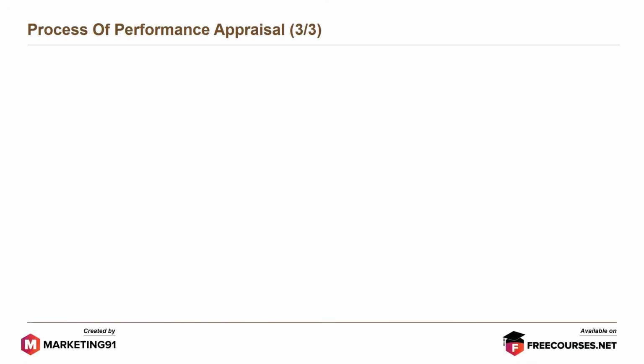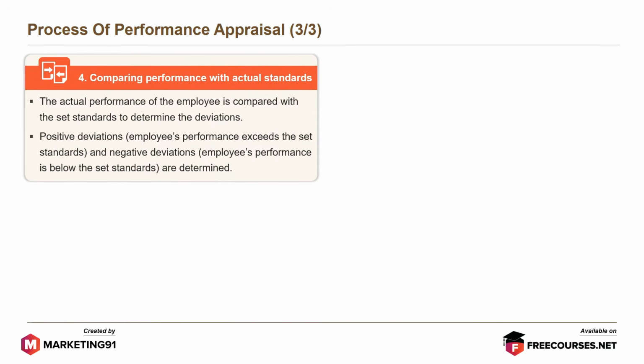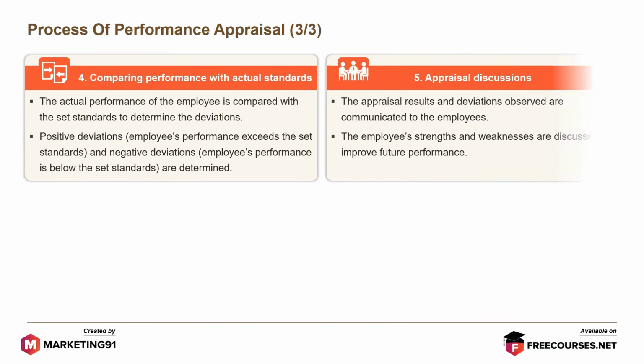Next is comparing performance with standards. The actual performance of the employee is compared with the set standards to determine the deviations. Positive deviations, that is, employee's performance exceeds the set standards, and negative deviations, employee's performance is below the set standards, are determined. Appraisal discussions: the appraisal results and deviations observed are communicated to the employees. The employee's strengths and weaknesses are discussed to improve future performance.